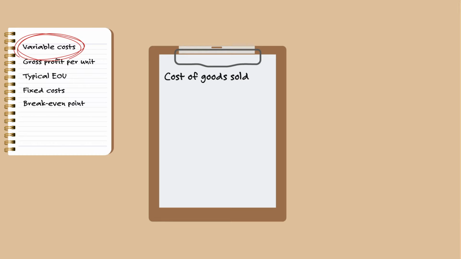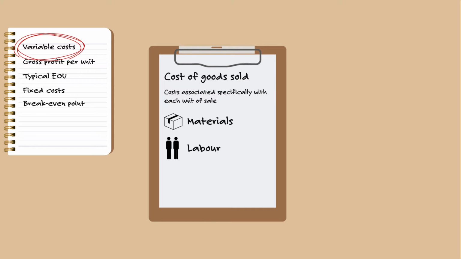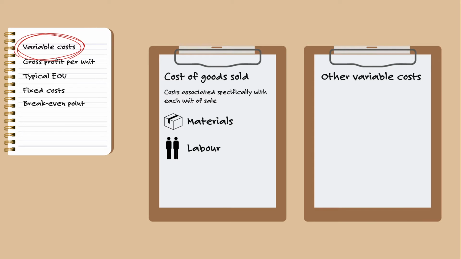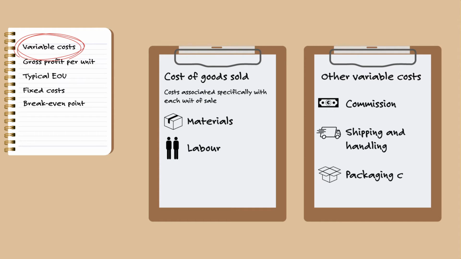Variable costs occur in two subcategories. Cost of goods sold. These are the goods associated specifically with each unit of sale. These include the cost of materials used to make the product and the cost of labour used to make the product. Other variable costs. This can include commission, payment to the salesperson, shipping and handling charges, and packaging costs.